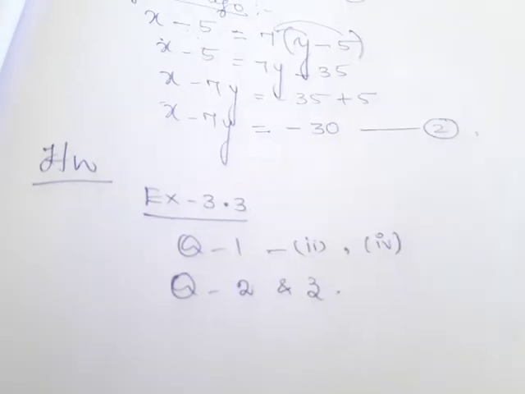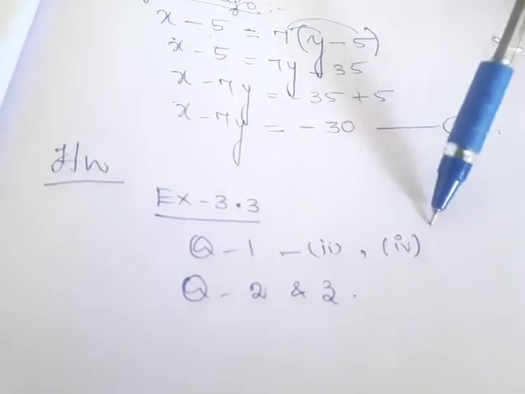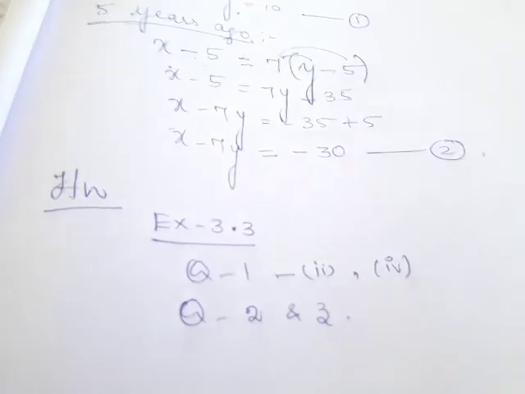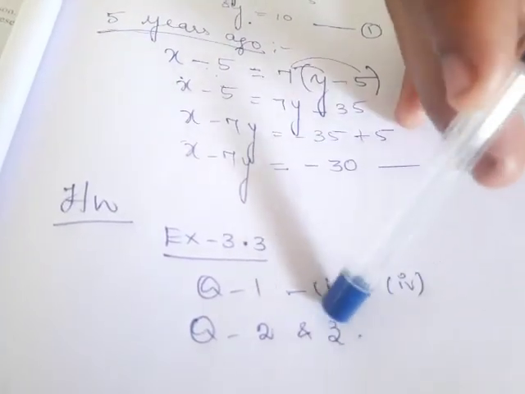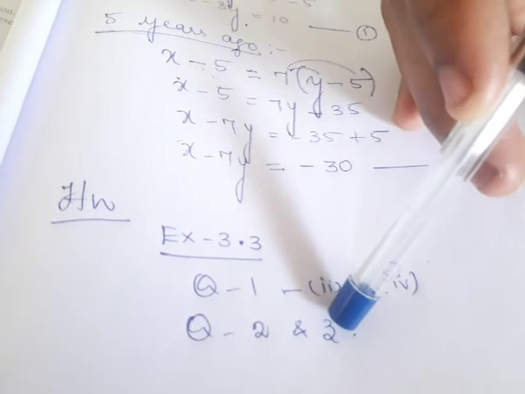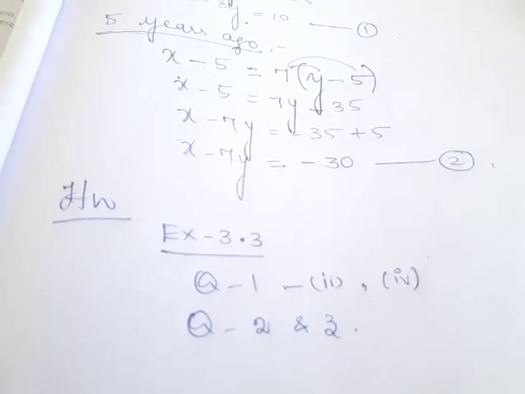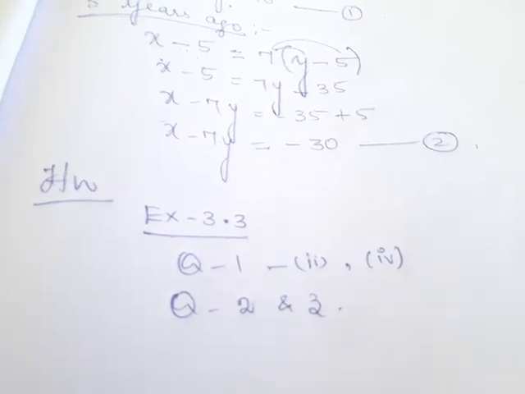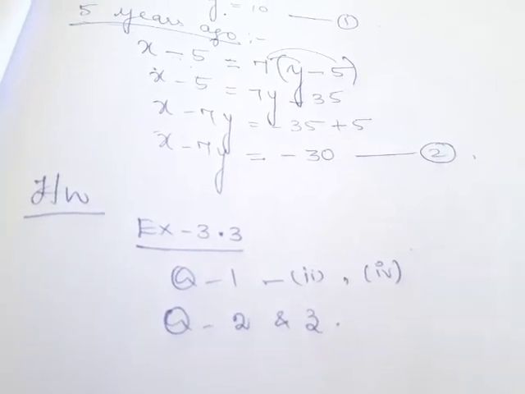So today's homework is, in the first question do the second and fourth subdivisions, and do the second problem and third problem fully. In the third question I have given the linear equations for all the problems. You have to just solve them and find the solution. So you have to complete all the problems and post them in the group without fail.